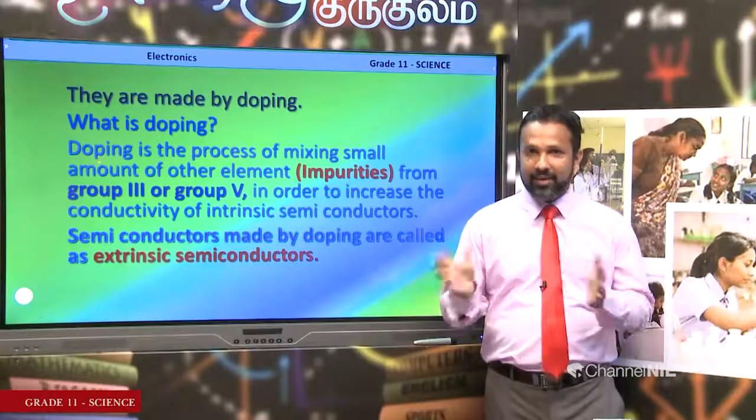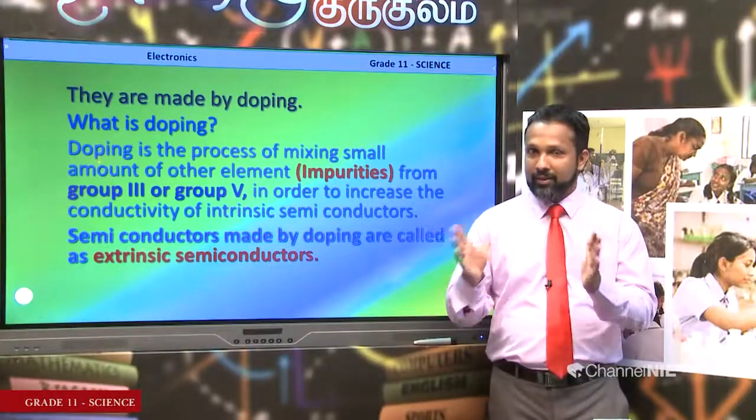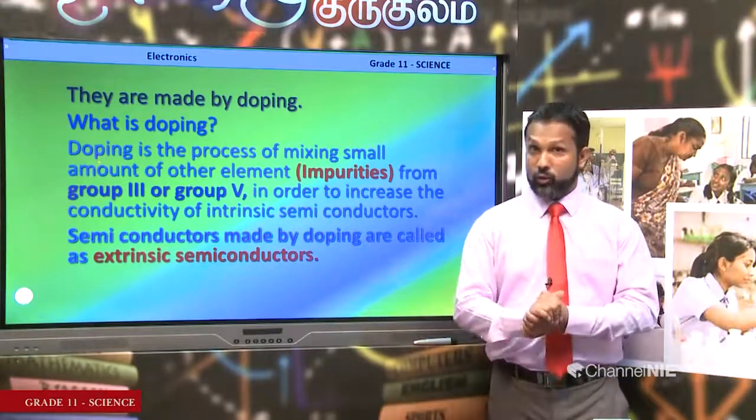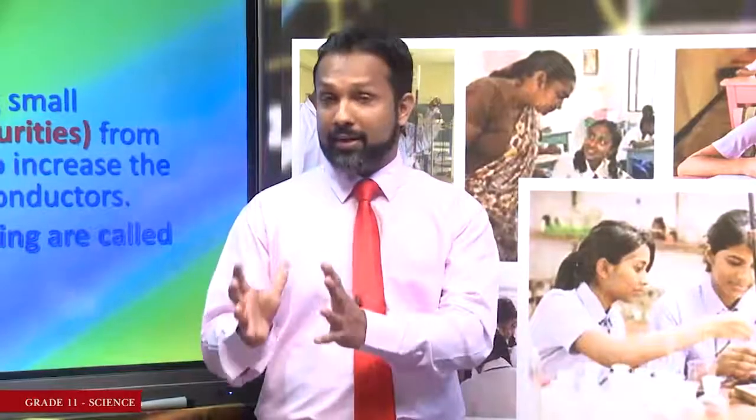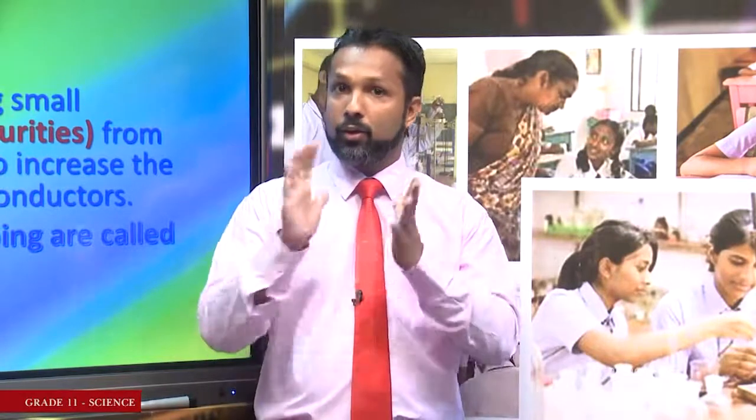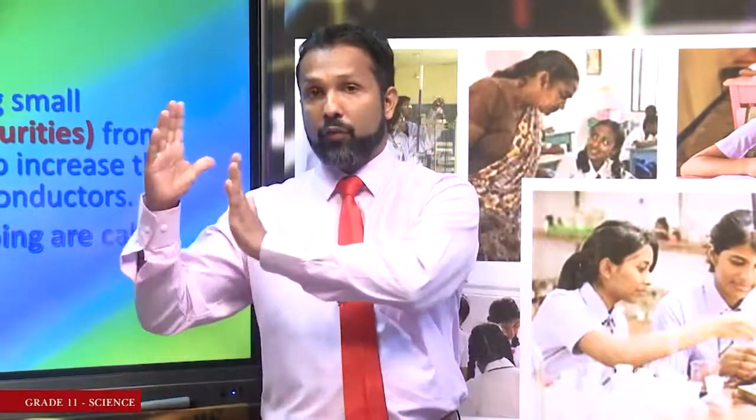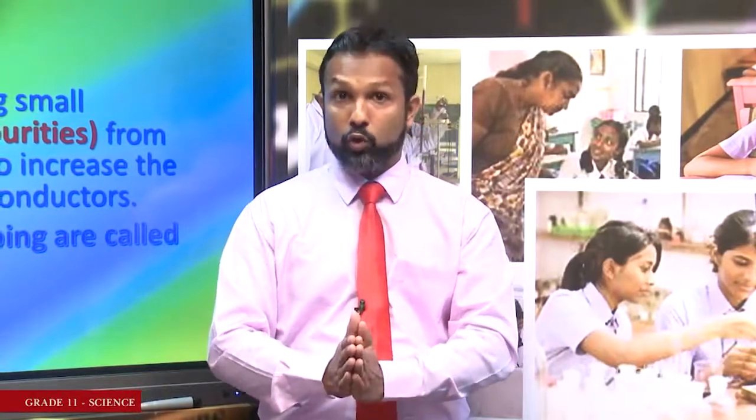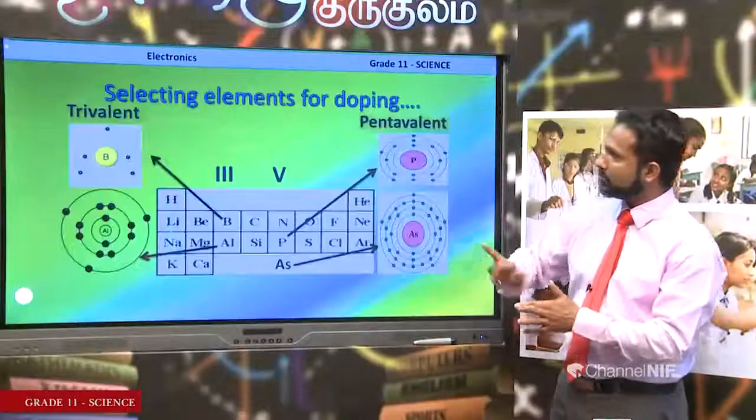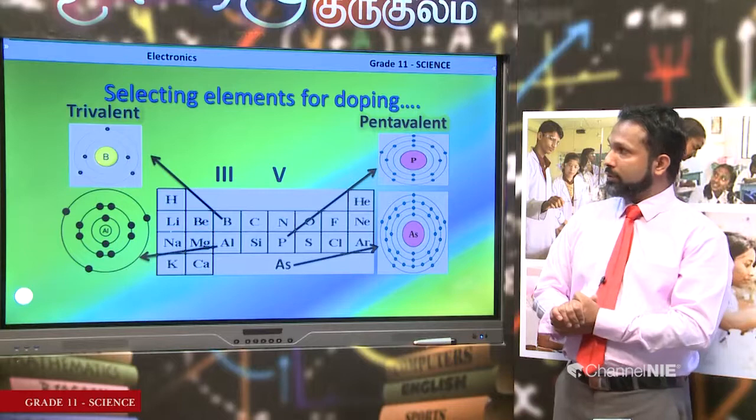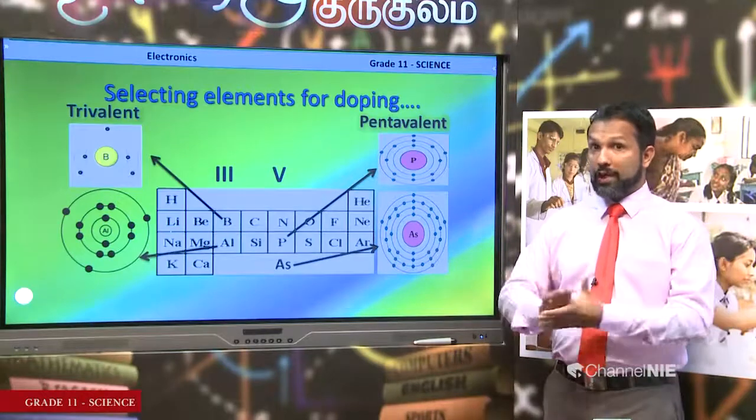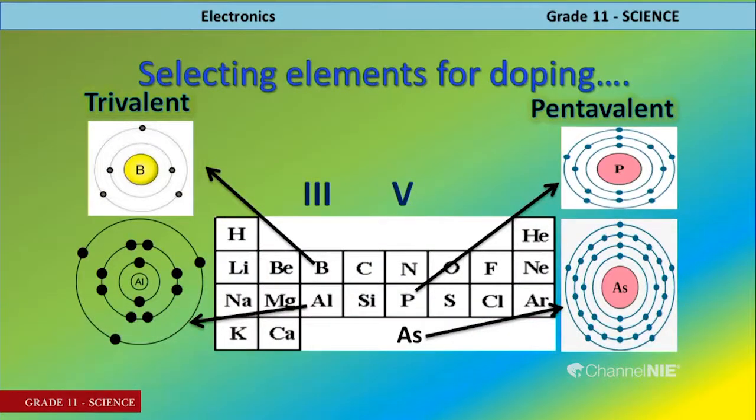My dear children, can you realize the difference between intrinsic semiconductors and extrinsic semiconductors? I am sure you can identify. Extrinsic semiconductors are made by doping group 3 element or group 5 element with the pure intrinsic semiconductors in group 4. Right. Now, I am going to show you the way of selecting elements or impurities for the process of doping. Let's focus our attention on the periodic table.